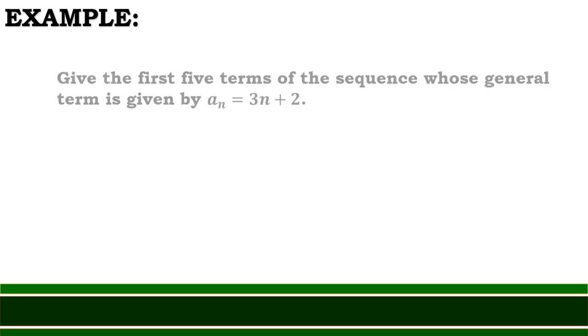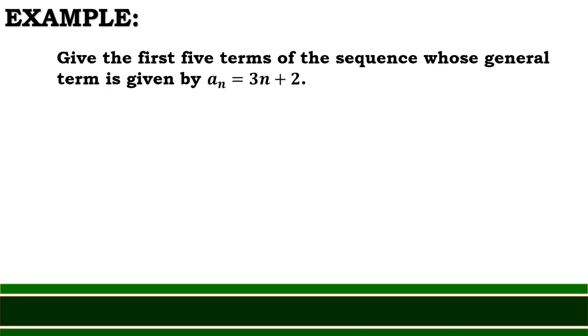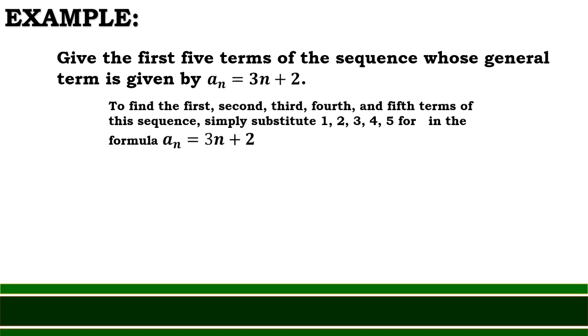For example, give the first 5 terms of the sequence whose general term is given by a sub n is equal to 3n plus 2. To find the first, second, third, fourth, and fifth terms of this sequence, just simply substitute 1, 2, 3, 4, and 5 for n in the formula a sub n is equal to 3n plus 2. 1, 2, 3, 4, and 5 will be the value for your variable n.